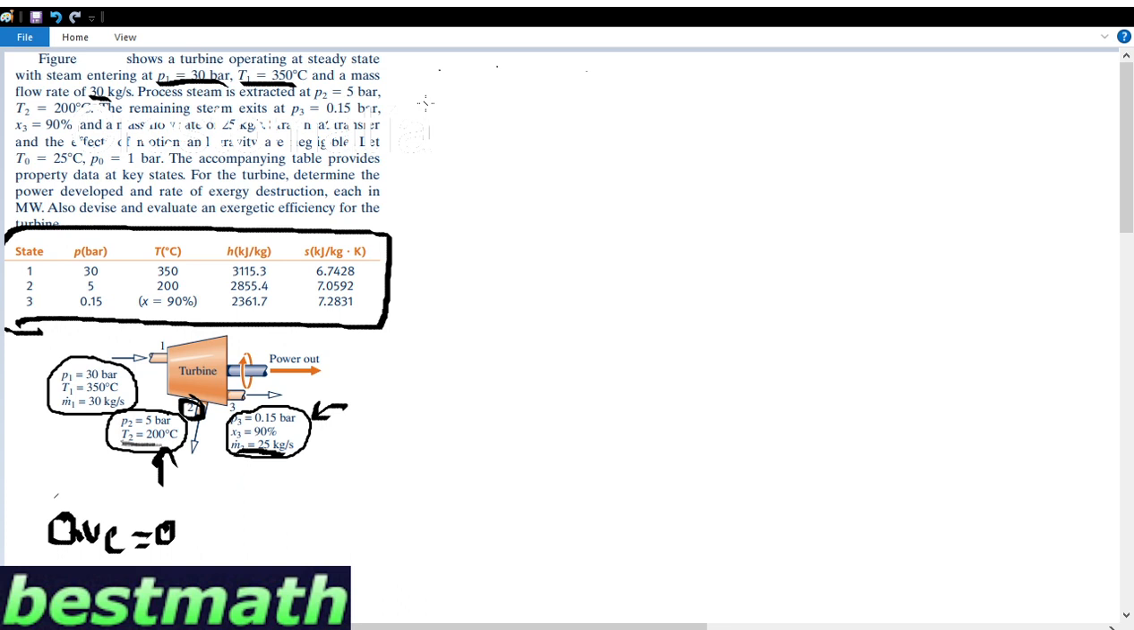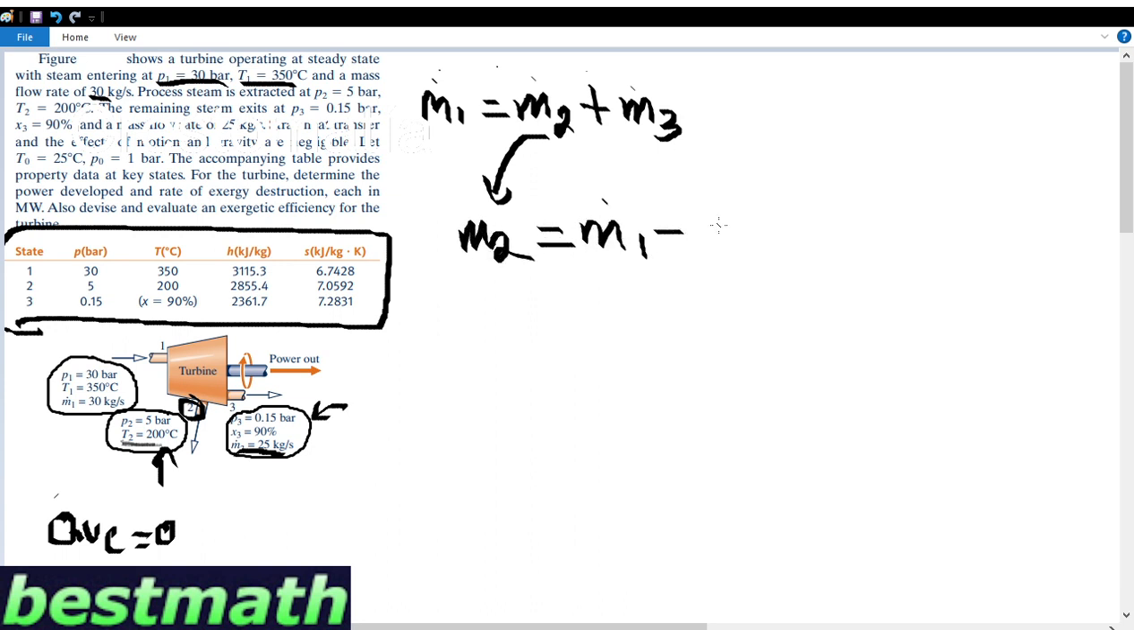First, we perform a mass balance. Thus, we have that in the control volume, which is the turbine, the mass flow 1 must be equal to the mass flow 2 plus the mass flow 3. From the previous expression, we solve for mass flow 2, since it is a piece of data that we do not have. Thus, mass flow 2 is equal to mass flow 1 minus mass flow 3. Substituting, we then have that mass flow 2 is equal to 5 kilograms per second.